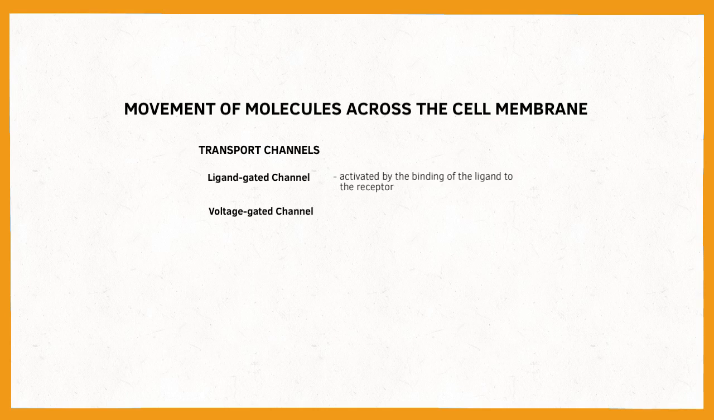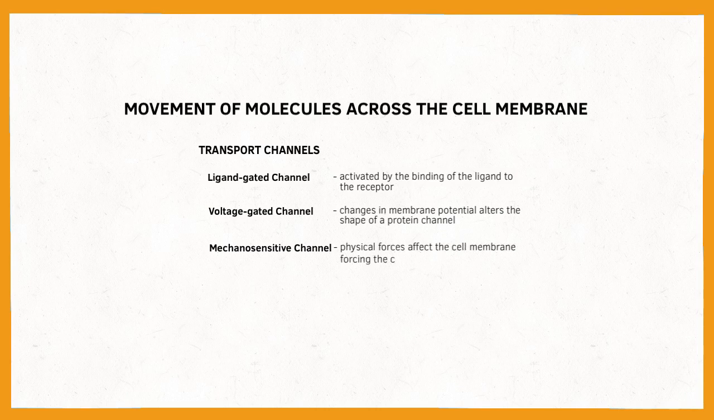In voltage-gated channel, changes in membrane potential alter the shape of a protein channel, thus facilitating the movement of substances. Lastly, mechanosensitive channel. In mechanosensitive channel, physical forces affect the cell membrane, thus forcing the channel to open. Detailed discussion about this topic will be discussed in another video.